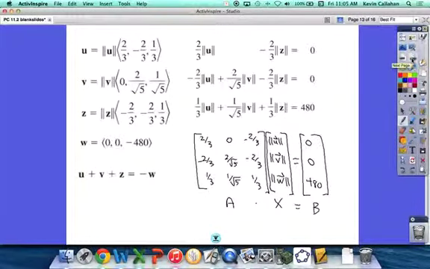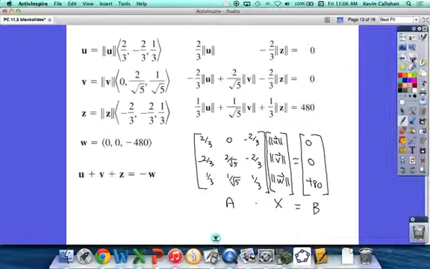Right, so this is copied from the last page, all this stuff here, right? Okay, now if I make a system of equations, it's going to look like this, right? It's 2/3 times the magnitude of u, plus 0 times the magnitude of v, plus negative 2/3 times the magnitude of z has to equal 0, right? The x components of the vectors all have to be the same, right? So that's where this comes from right here.